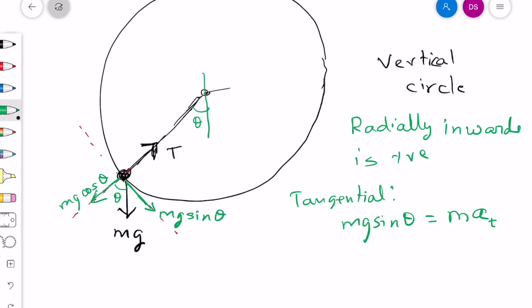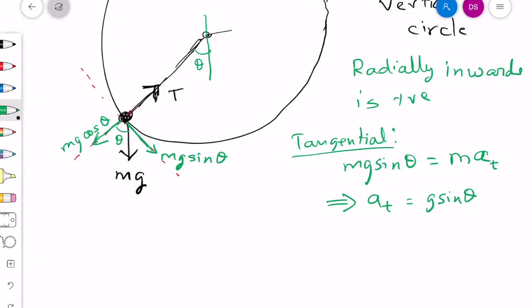And what can you do with this equation? If you wanted to find the tangential acceleration of the object, you could easily solve for it from this equation. In fact, this equation implies that the tangential acceleration is g sine theta. Okay, so that's what you get from there.